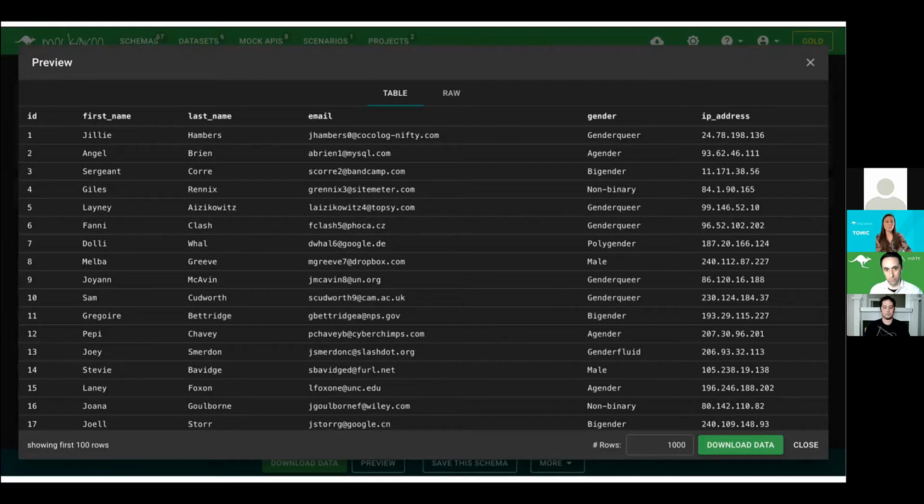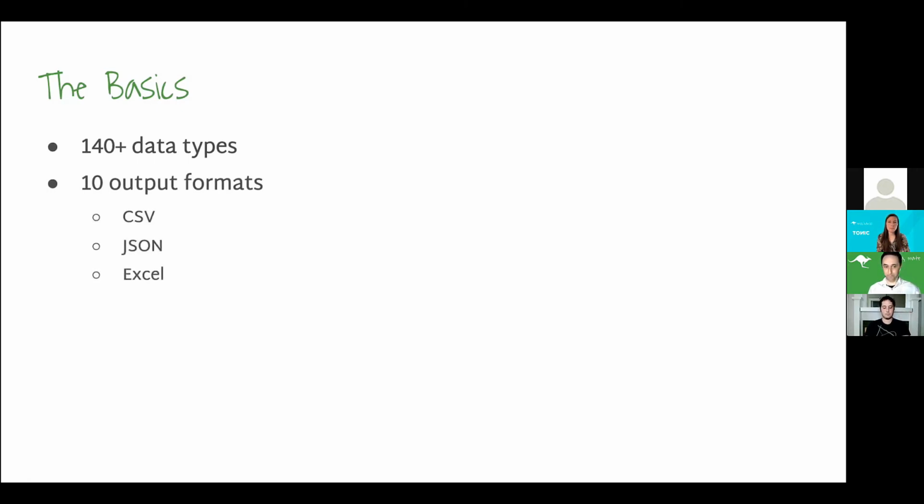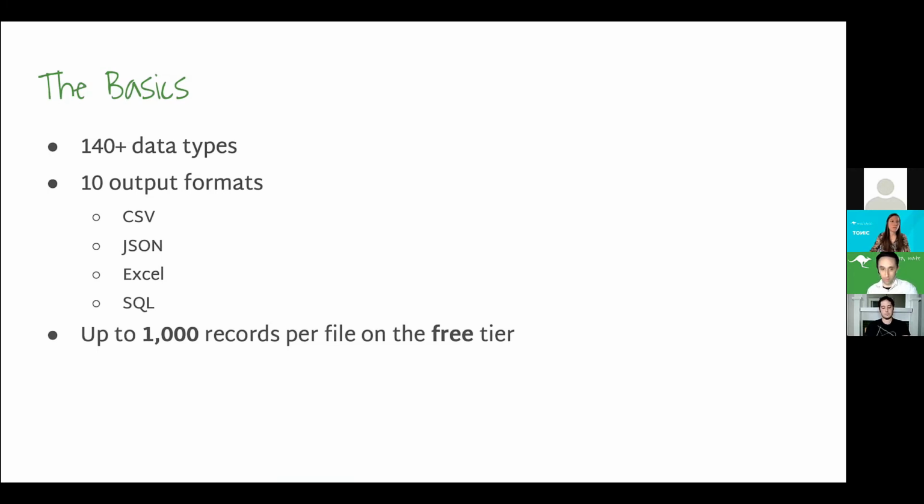And then once you're happy with the design, you can click download data and download your full data set. So here are some of the basics. As I mentioned, a ton of data types, over 140, 10 different output formats, including CSV, JSON, Excel, SQL, and several others as well. And without paying anything, you can generate up to 1,000 records per file with no limit on the number of files. So you can generate quite a lot of data on the free tier.